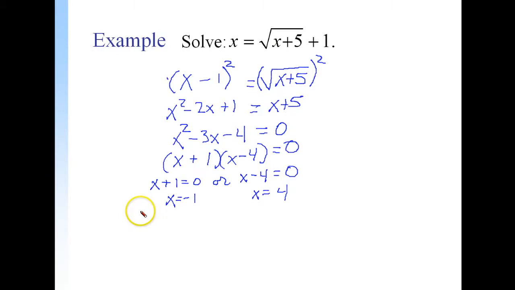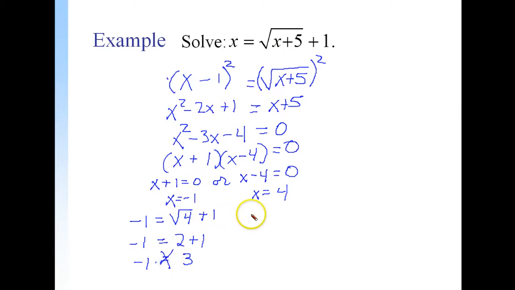Now, what we need to do is check these to see if in fact they both work. So here this will be a negative 1 equals the square root of 4 plus 1. So this is negative 1. This is going to be 2 plus 1. Well, this one equals 3, and this equals negative 1. So that's not a solution.